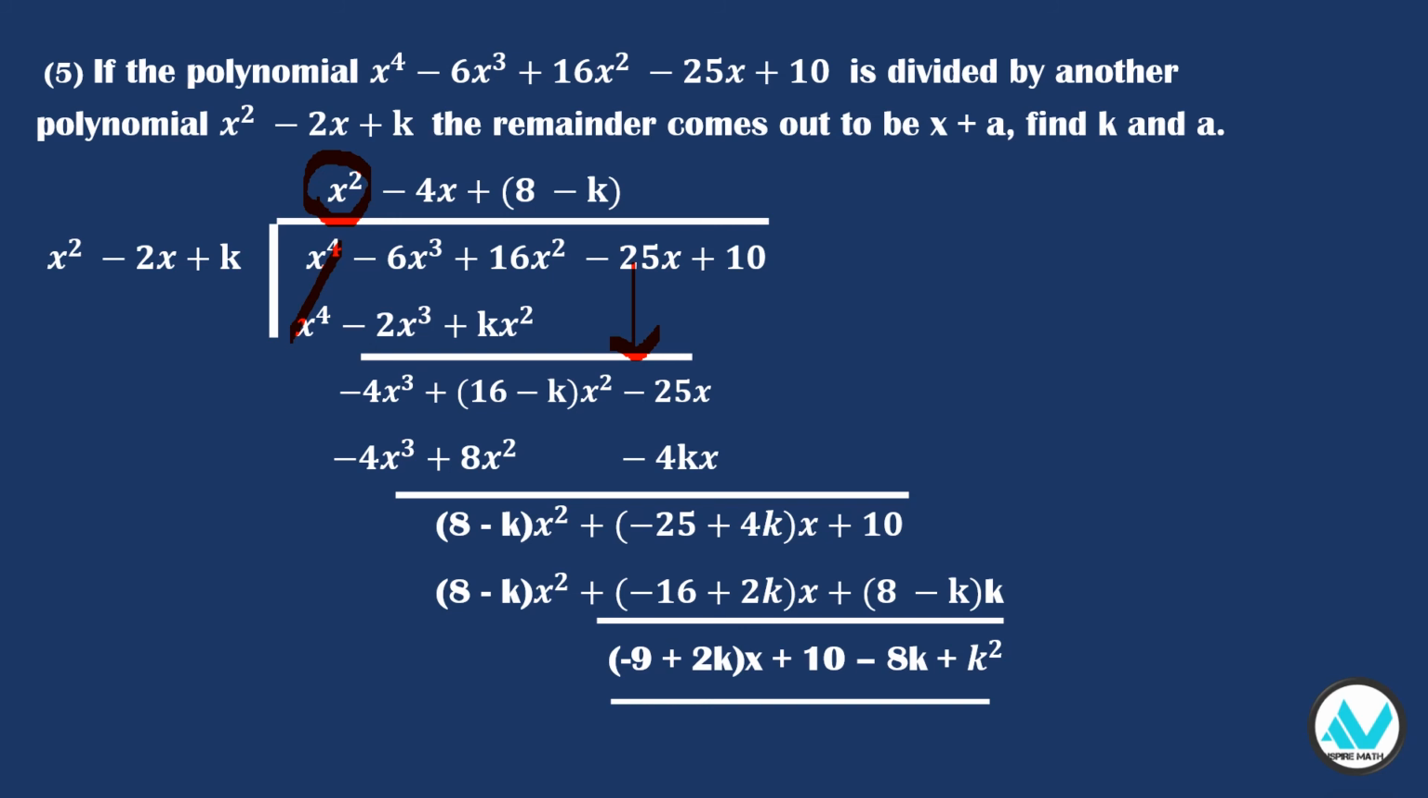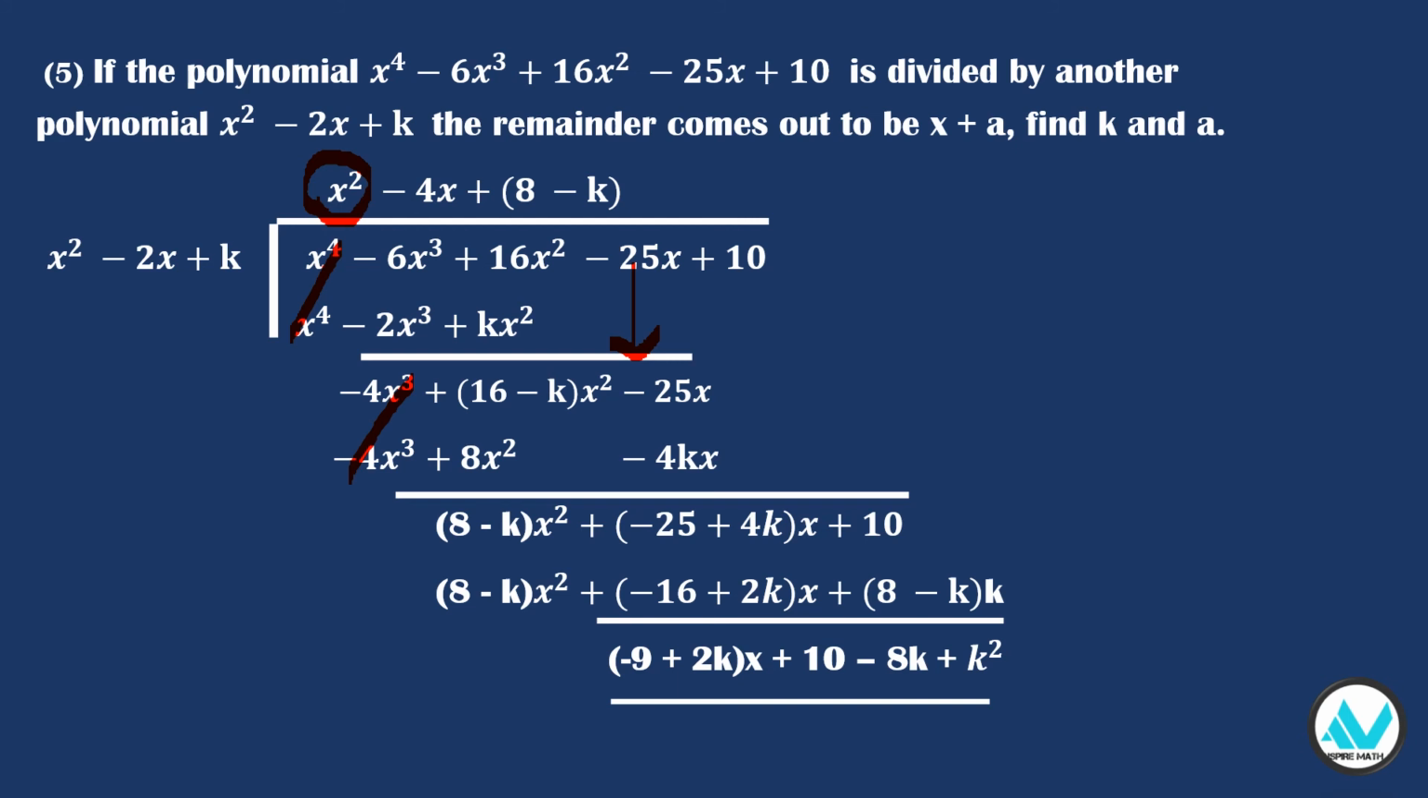Minus into minus gives me plus. 4 2s are 8. So 8x square. Minus into plus gives me minus. 4 into k gives me 4kx. Now division is repeated subtraction. This gets cancelled. I am left with 16 minus k minus 8 into x square, which gives me 8 minus k x square, minus 25 plus 4k into x.